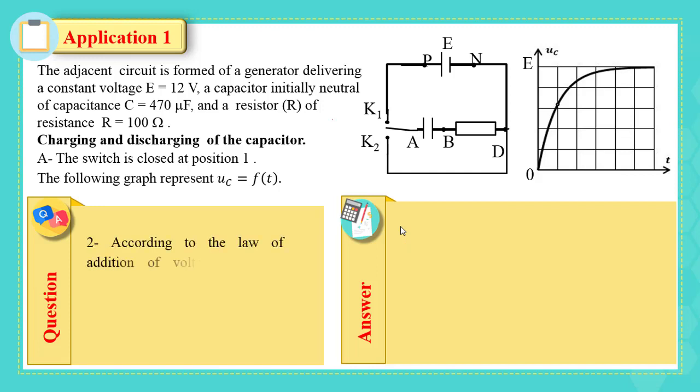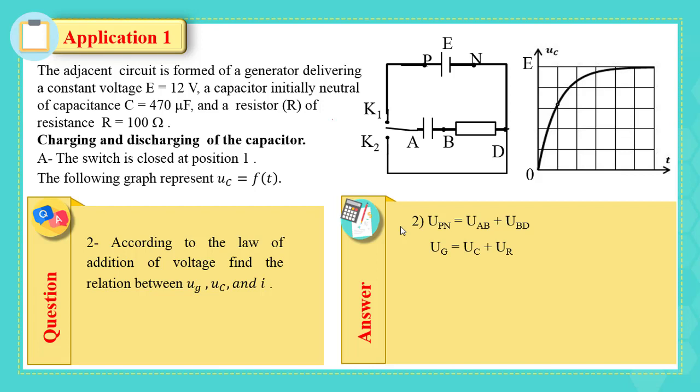2. According to the law of addition of voltage, find the relation between UG, the voltage across the generator, UC, the voltage across the capacitor, and I, the electric current traversing the circuit. UPN equal UAB plus UBD. UG equal UC plus UR, and UR equal UG minus UC. According to Ohm's law, UR equal RI, which is equal to E, the electromotive force of the dry cell, minus UC, the voltage across the capacitor. So I equal E minus UC over R.